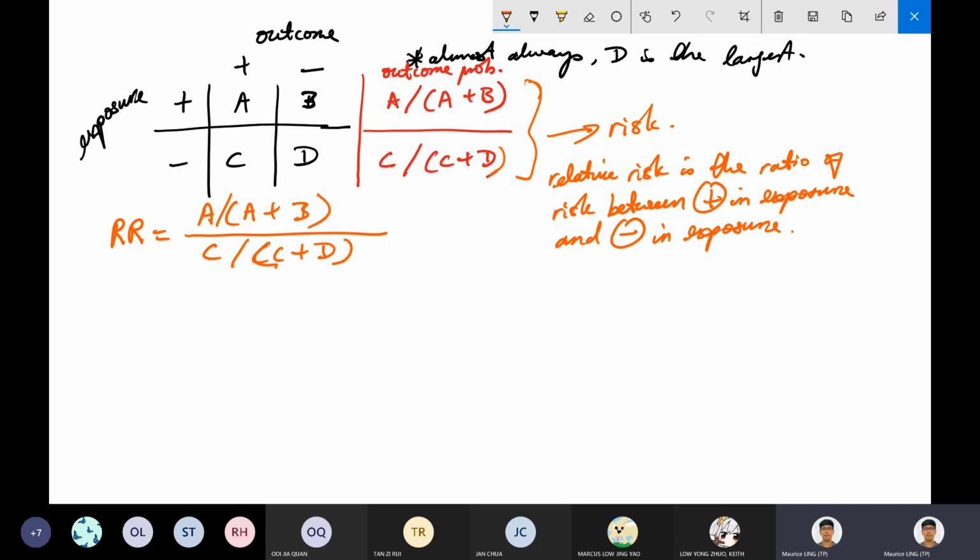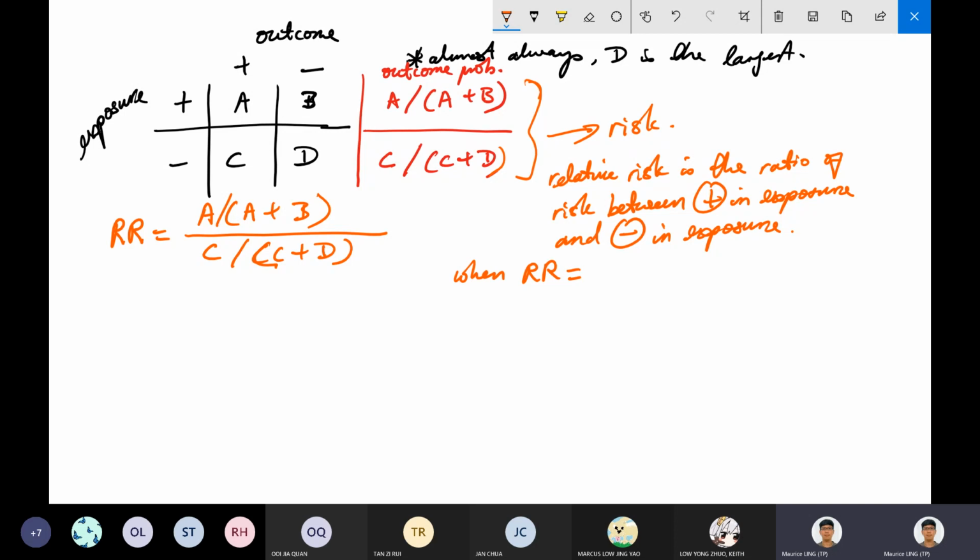Relative risk is really the measure of how much more risk given exposure. For example, you are looking at, let's say, how much more risk of having a lung disease when you are 50 years old if you are a heavy smoker versus you are a non-smoker? So how much more chance of happening? That is relative risk.